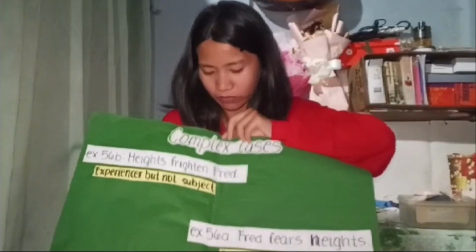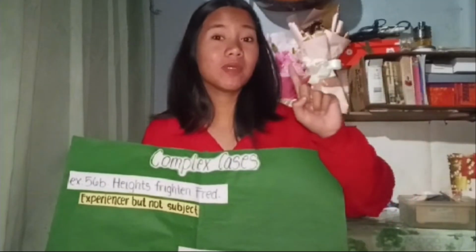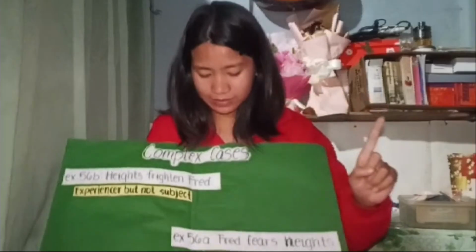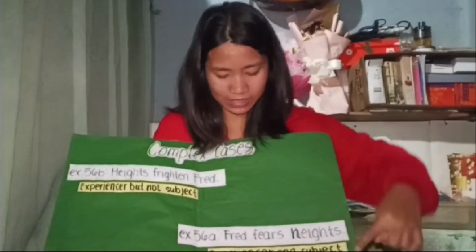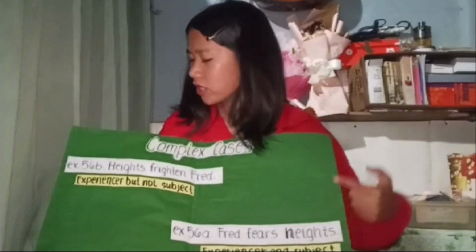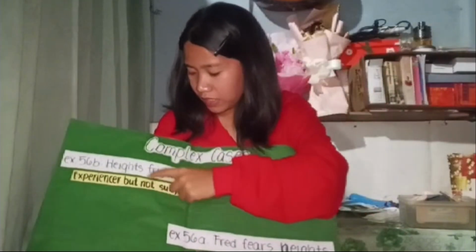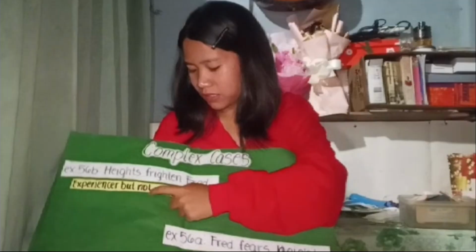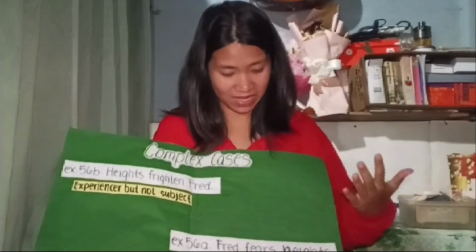The next part, we have the complex cases. In complex cases, you can have the same argument as a subject or not, because it depends on the verb. For example, Fred fears heights. Here, Fred is our experiencer and also our subject. However, in this example, heights frighten Fred. Fred is also our experiencer, but he is not the subject because of the placement of the verbs.